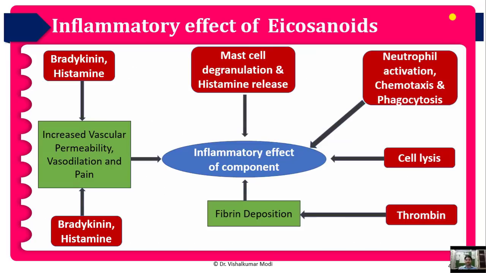Inflammatory effect of eicosanoids. How eicosanoids produce inflammation in our body is elaborated in this figure. Generally, bradykinin and histamine increase vascular permeability, vasodilation and pain, and these are all mediators of the inflammatory effect. Mast cell degranulation and histamine release produce the inflammatory effect. Neutrophil activation, chemotaxis and phagocytosis also produce inflammation. Cell lysis produces inflammatory effect. Thrombin produces fibrin deposition, and fibrin deposition causes inflammatory effect. So these are all the mediators of inflammation.